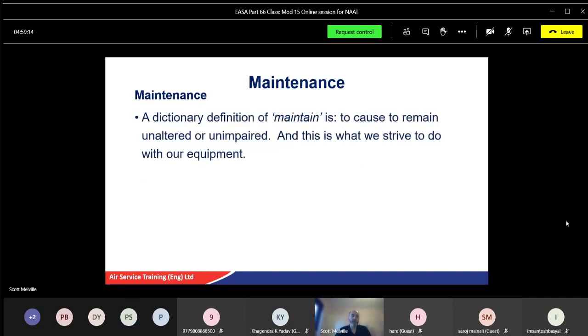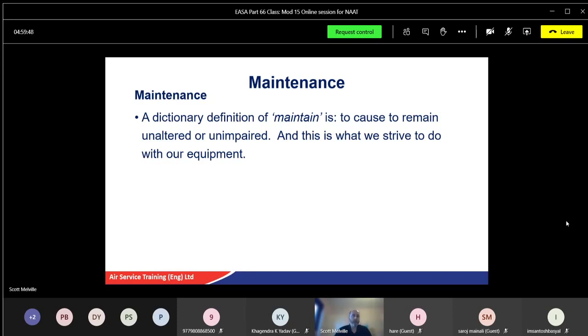In the dictionary, to maintain is to cause to remain unaltered or unimpaired. You're keeping it working without replacing it. You're just keeping it going. And this is what we strive to do with our equipment. We maintain, and all our maintenance is preventative maintenance. Yes, we do have reactive maintenance where something's broken and we go and fix it, but normally we'll try and prevent anything from breaking. So engines will only last in an airframe for so many hours, and they'll have to get taken out, even though they're still working.